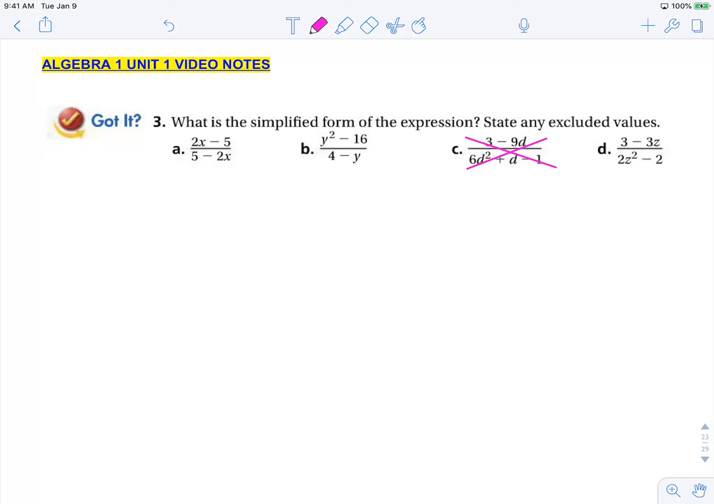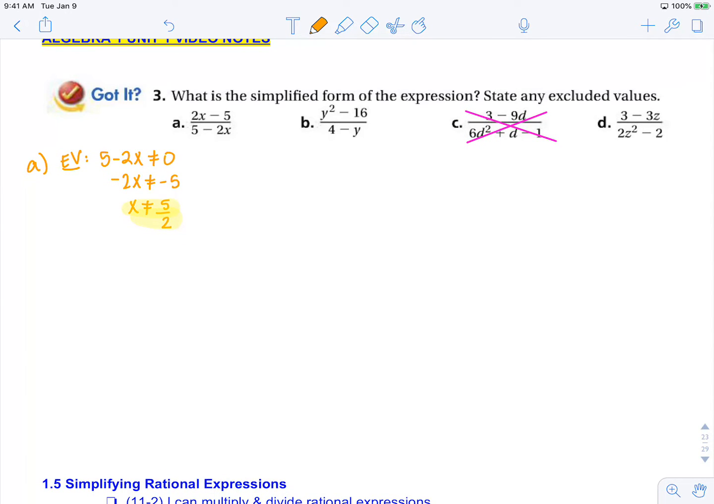What is the simplified form of the expression? State any excluded values. So in part A, for my excluded values, I know my denominator, 5 minus 2x, cannot equal 0. So I will subtract 5 from both sides. Negative 2x cannot equal negative 5. And then divide by negative 2, x cannot equal 5 over 2.